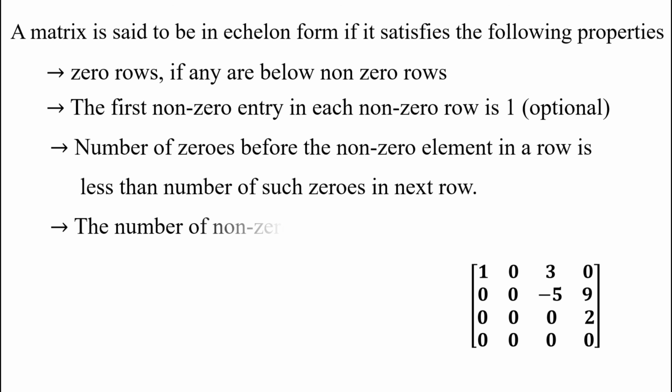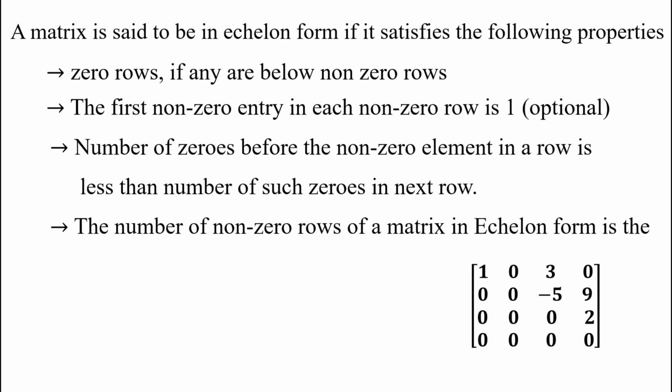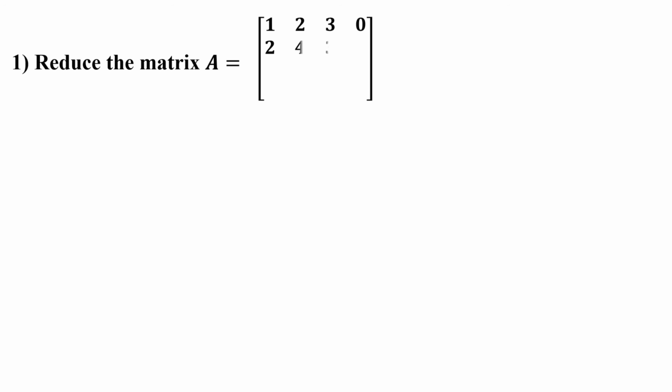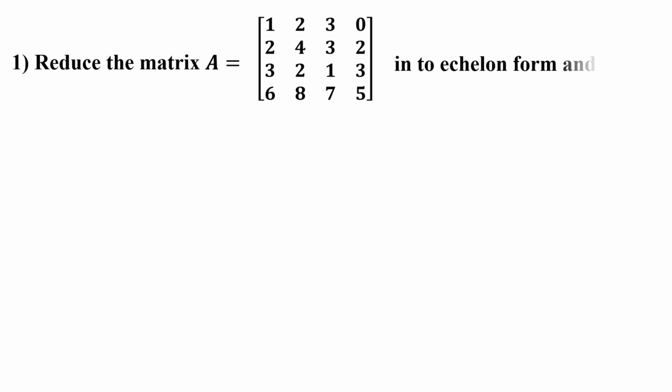The number of non-zero rows of a matrix in echelon form is the rank of the matrix. Here there are 3 non-zero rows, so rank of this matrix is 3. Let's solve a few matrices to understand it step by step.